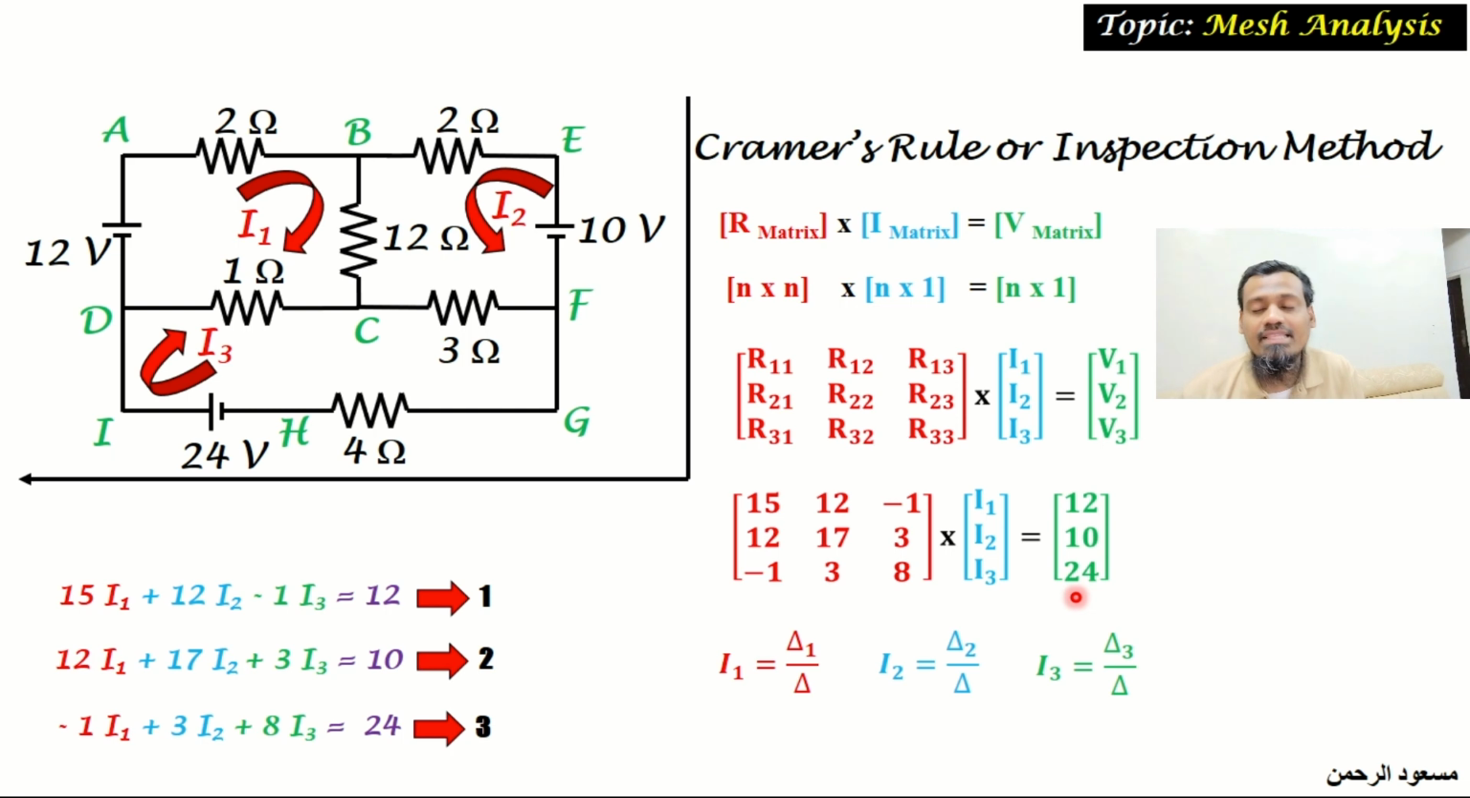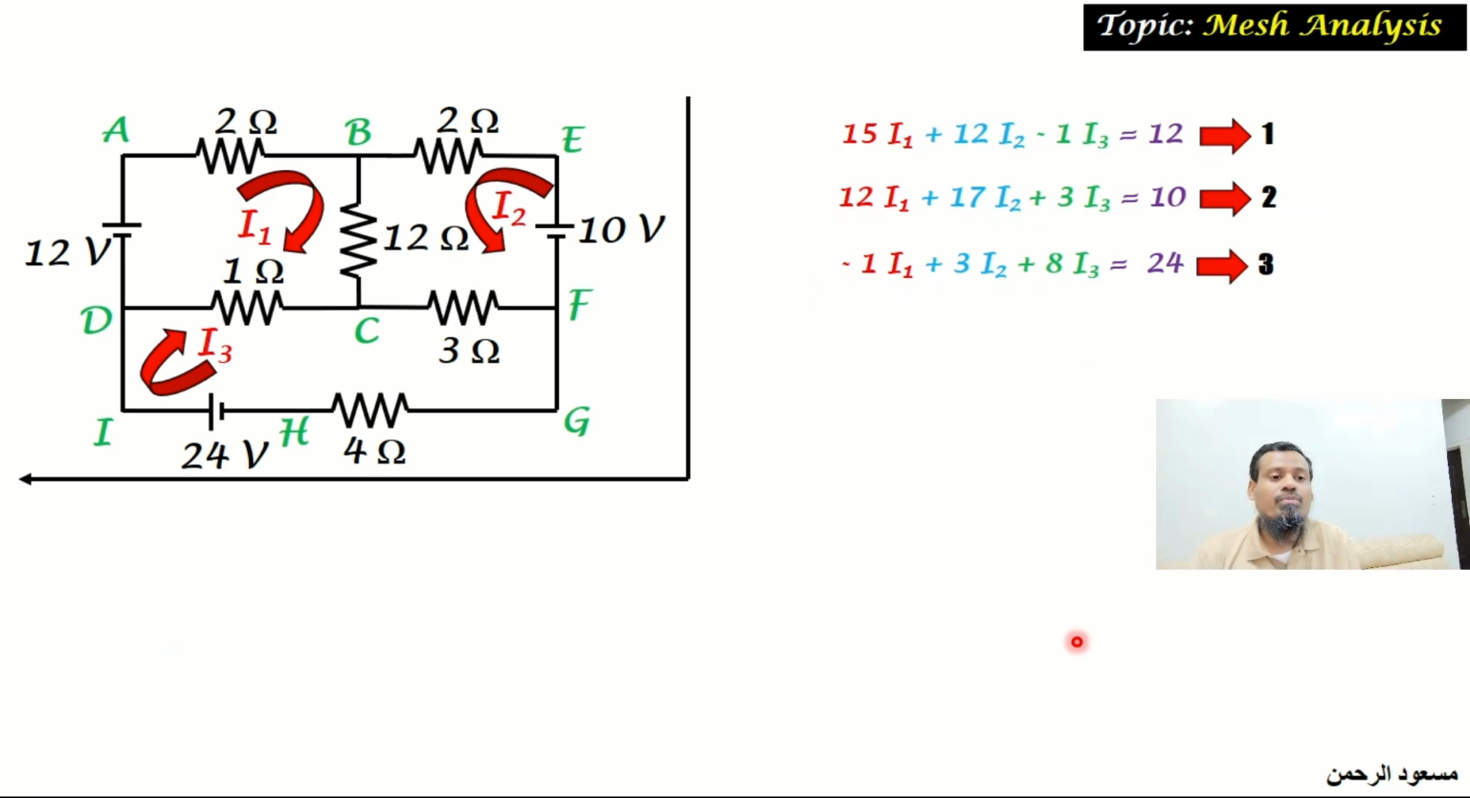So like that you can find del 1, del 2, del 3, and after that you can end up with I1, I2, I3. Or you can just have the equation and you can use the calculator to solve these three equations to get the required answer. As of now, these are the three equations which we have written and cross-checked in both the methods, that is by using voltage equation method and by using Cramer's or inspection method.